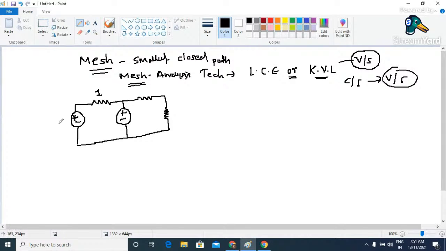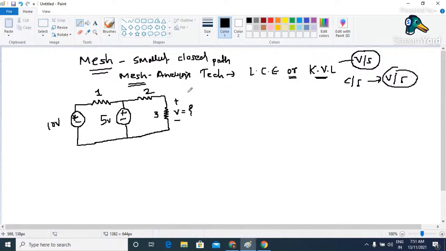The value for this voltage source is 10 volt, and here the value is 5 volt, and here the resistor is 2 ohm, and here the resistor is 3 ohm. Our objective is to solve the value of P, which is nothing but the voltage developed across the 3 ohm resistor using the mesh analysis technique.